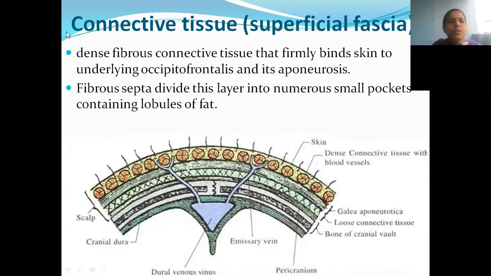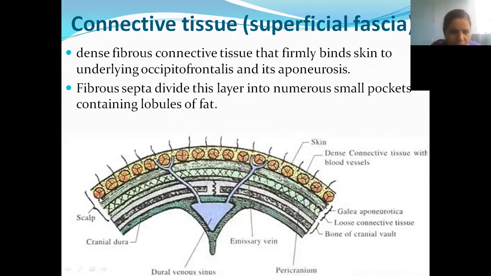We can also use the word connective tissue in order to make the mnemonic SCALP. So that superficial fascia, or the connective tissue, is shown like this. This superficial fascia has a dense fibrous connective tissue that firmly binds skin to the next layer, that is the epicranial aponeurosis. And within this epicranial aponeurosis, I said we have two muscles, occipitalis and frontalis. Together we call it occipitofrontalis.